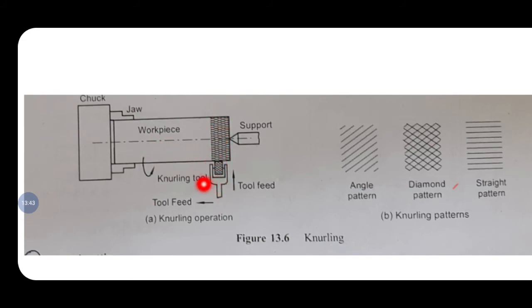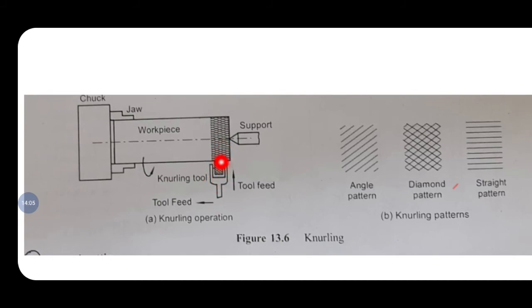With the help of a knurling tool, you have to keep the knurling tool in the tool post and apply the force in this vertical direction. Feed is given like this, and tool feed is given also. Both ways you have to give tool feed, in the vertical direction and in a linear direction. The workpiece will be rotating.